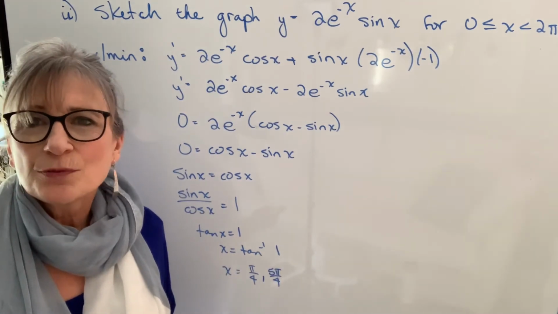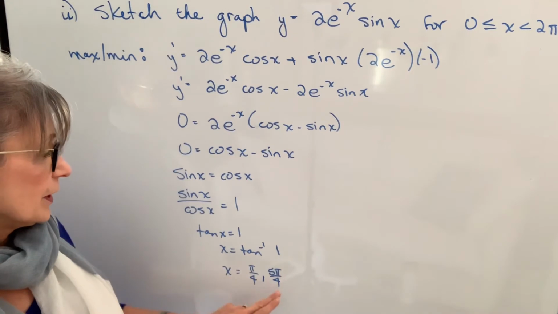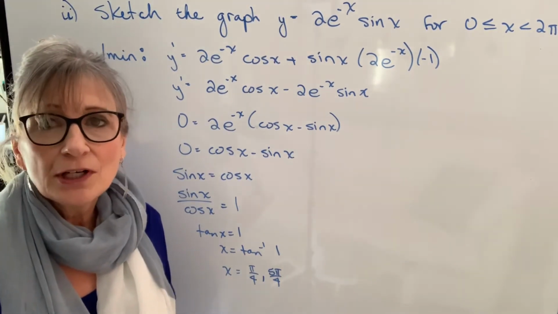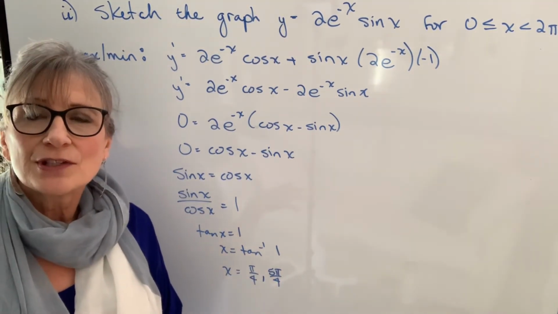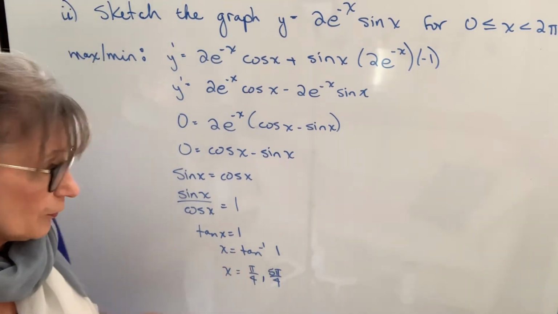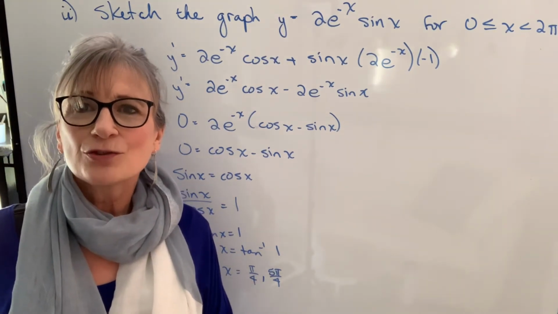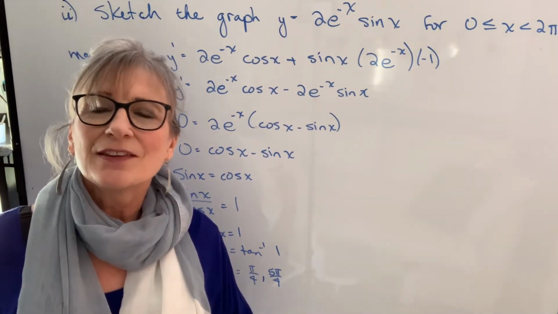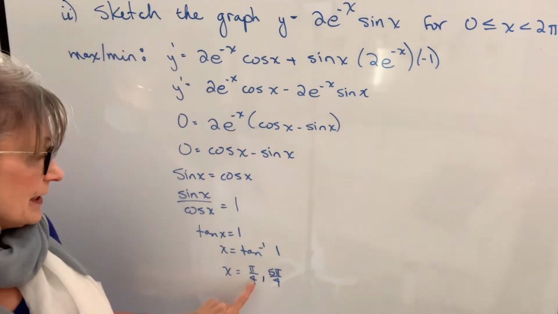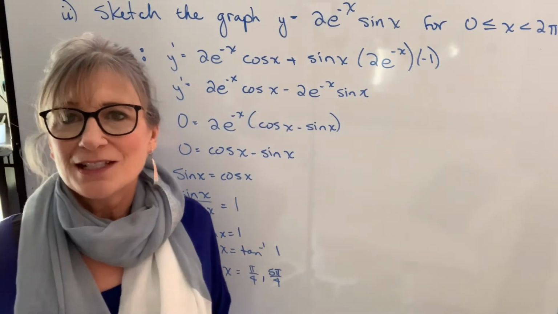If you're familiar with your special angles, you might recognize that the two solutions will be pi over 4 and 5 pi over 4. If not, simply making sure your calculator's in radian mode, find inverse tan of 1. Your calculator will give you pi over 4 as a decimal value, and then you have to realize that tangent is also positive in quadrant 3, so to get the second angle, you'd have to add pi to this angle. Once you have these two solutions, you need to test them.